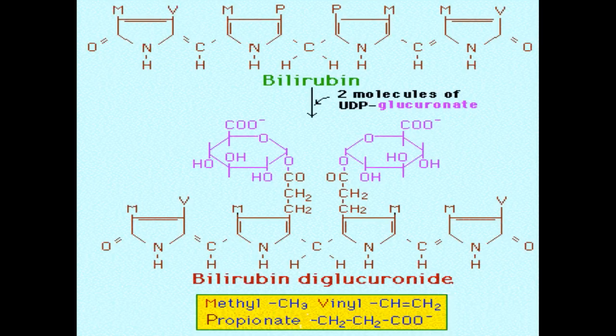This is just to show you how the structure of bilirubin is like a polymer, and it will combine with two molecules of glucuronic acid and you will have bilirubin diglucuronide. The enzyme is UDP glucuronyl transferase.